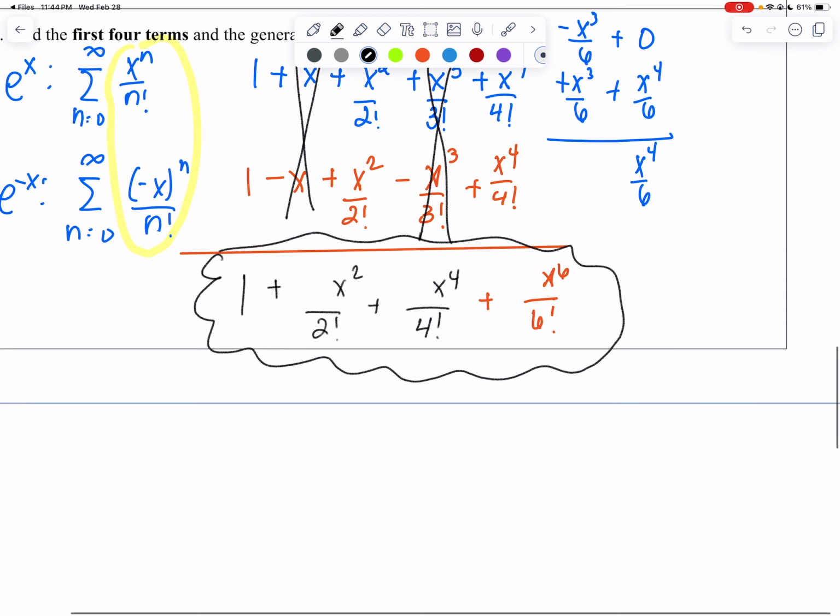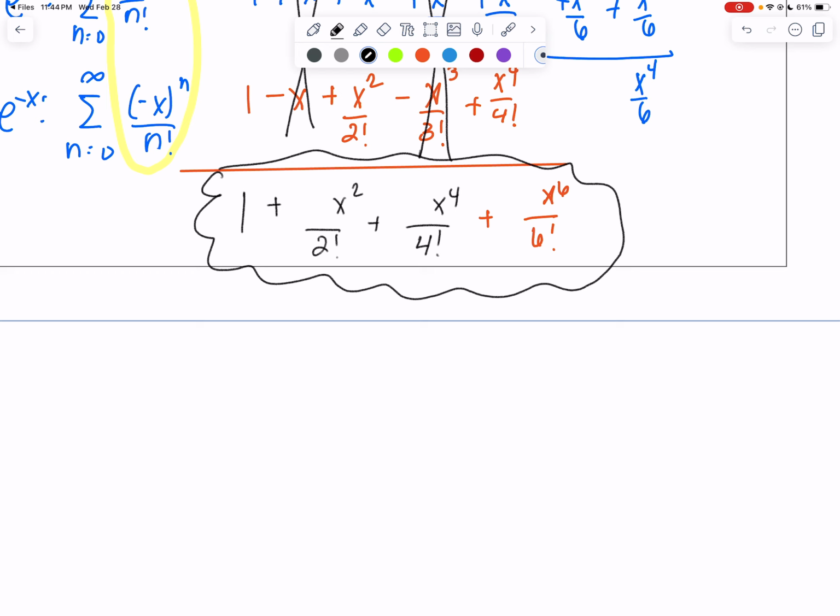To get my general term, well, let's think about this. What's happening? I have x to the 2n over 2n factorial because I have even powers right here. So if I have 0 right here, x to the 0 is 1. If I have term 1, that's going to be 2. Term 2, that's n is equal to 2, so that's going to be 4 factorial. If n is 3, 6, 6 factorial.